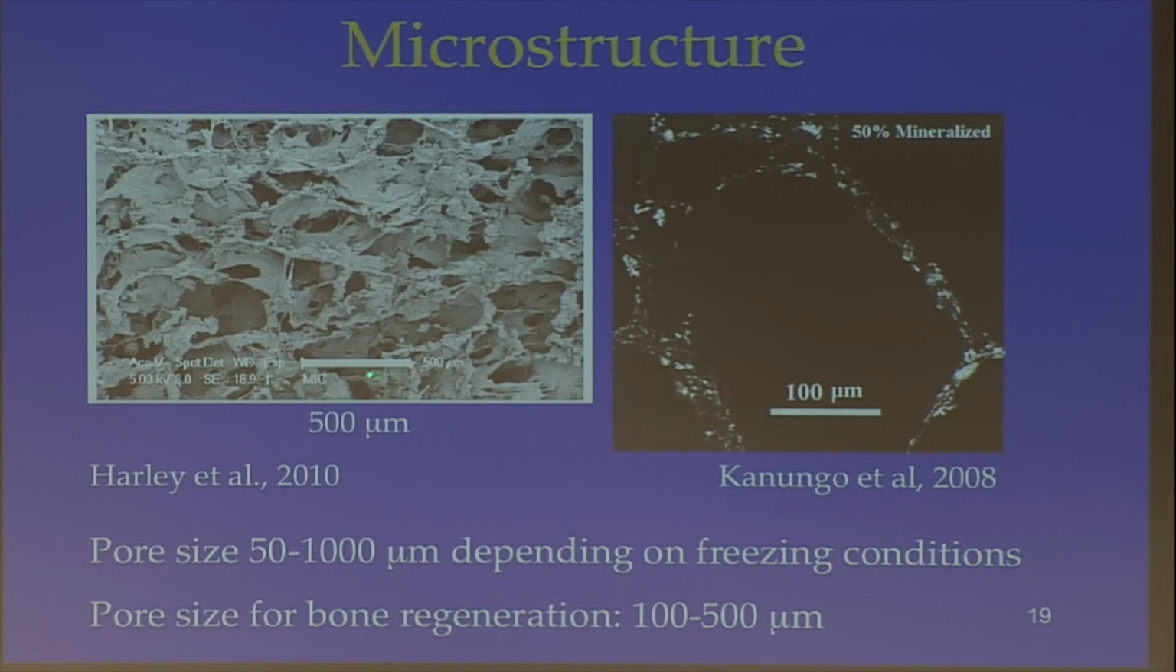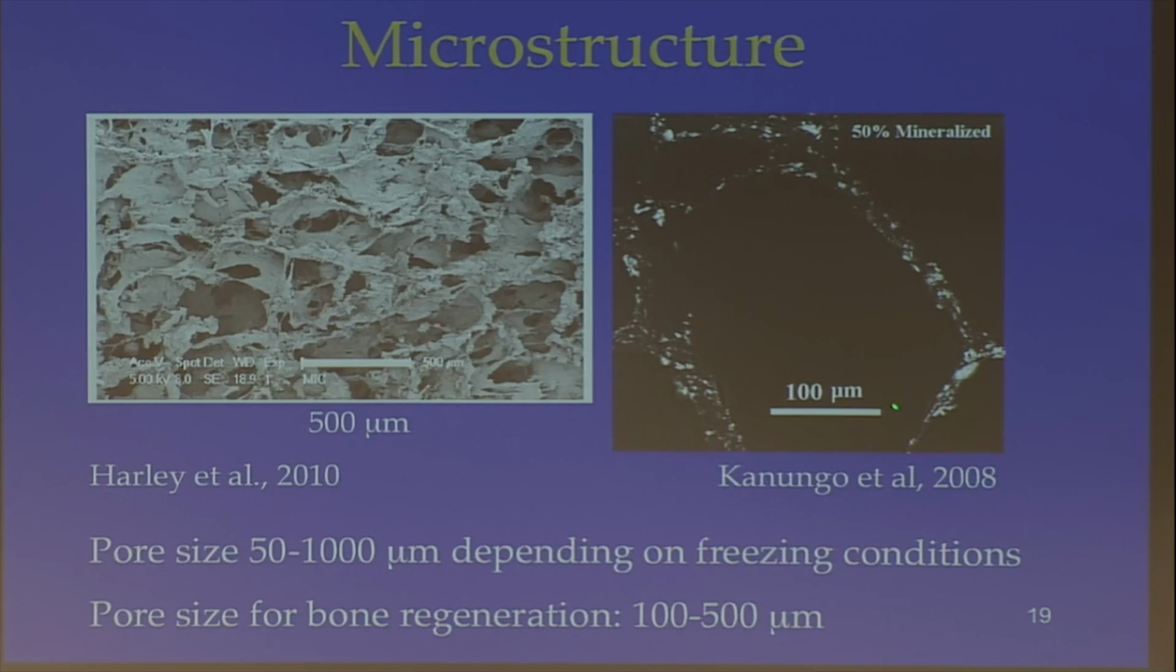But if you notice, there's a few things to notice here. So one is the pore size. That's a 500 micron bar. And we could make pores between about 50 and 1,000 microns depending on the freezing conditions. And the range of pore sizes we were shooting for was somewhere between 100 and 500. So we could get in the right ballpark with that. And you can see, just looking at that picture, if that's 500 microns, those pores are somewhere of that order.